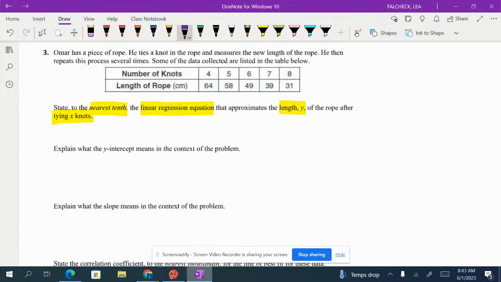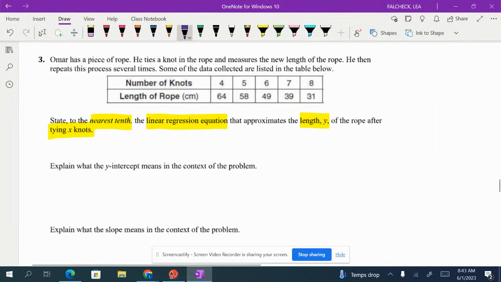Okay, we're finishing the example that we started in class. Omar has a piece of rope. He ties a knot in the rope and measures the new length of the rope. He then repeats this process several times. Some of the data collected are listed in the table below.